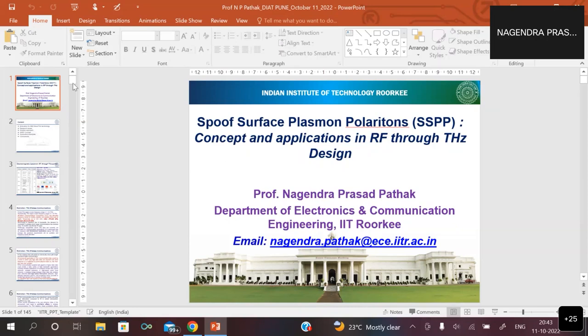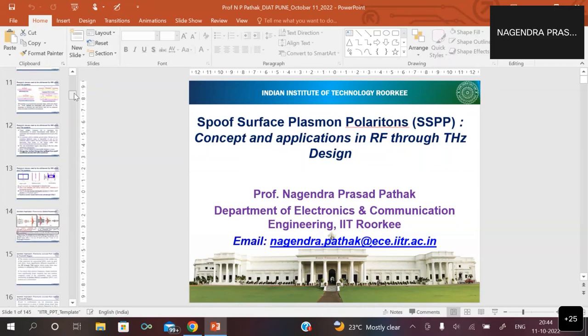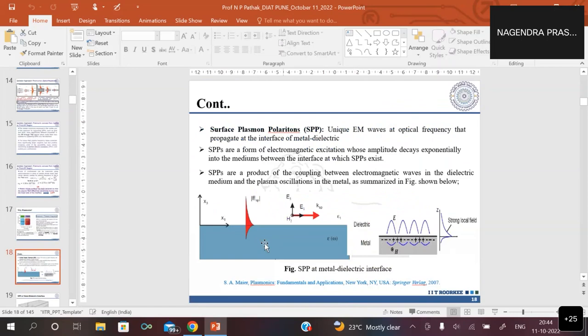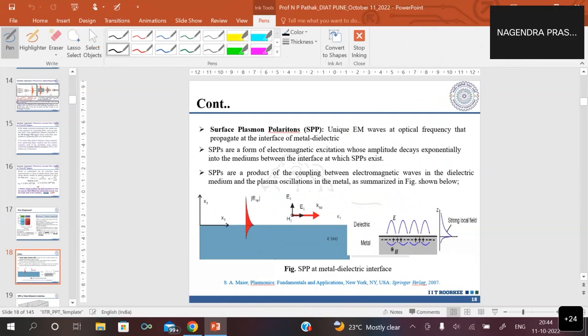The difference is that in the case of any dielectric waveguide, the field is confined inside the guiding structure, right? In an optical fiber, for example, if this is a core, in optical guides or slab waveguides, most of the energy is confined here, right? But in the case of SSPP, most of the energy is confined at the surface only. This is the major difference.